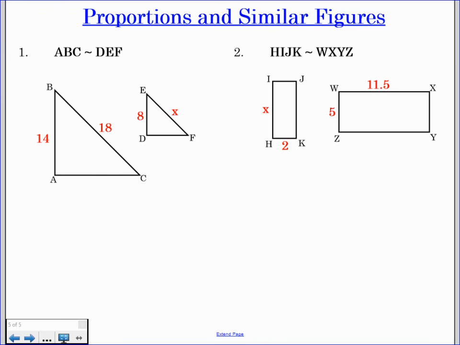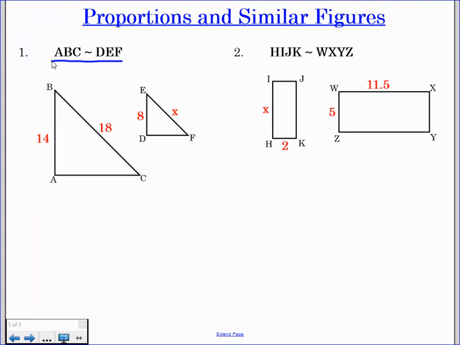All right, we are going to look at proportions and similar figures, using proportions to find missing side lengths in similar figures. So we'll look at problem number 1 here. I have two triangles, ABC and DEF, and all I'm telling you here is the similarity statement saying that ABC is similar to DEF. If I don't know that they're similar, then these problems aren't really solvable. I have to tell you that they're similar.